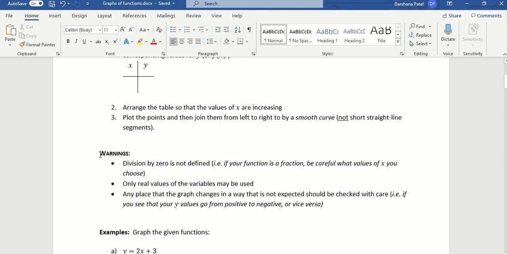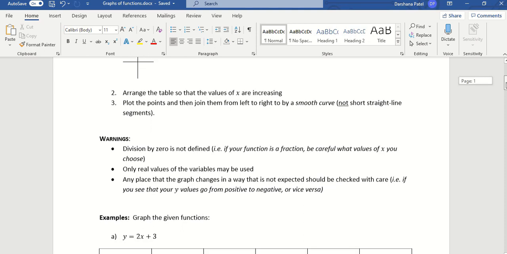Some restrictions, some warnings to remember: division by 0 is not defined. So whenever we have a rational function with x in the denominator, we have to decide which x's we cannot choose. Only real number values of the variables may be used. Any place that the graph changes in a way that is not expected, we should go back and check in case we made a mistake, sign wise or number wise.